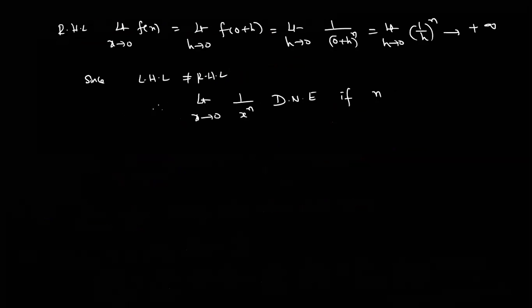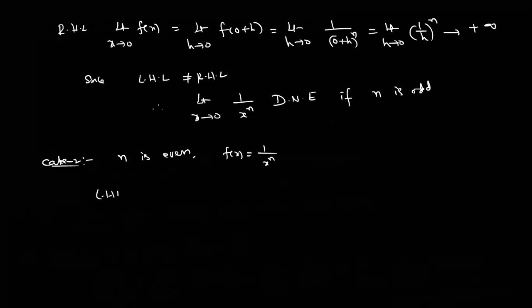This is for n odd. Case 2: n is even. What happened? f of x is equal to 1 by x power n. n is even means what happens?